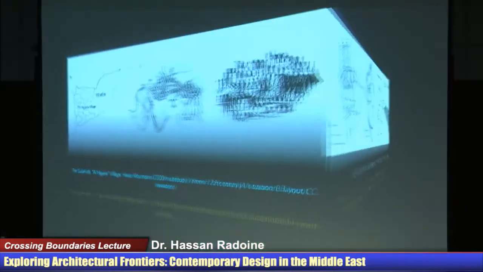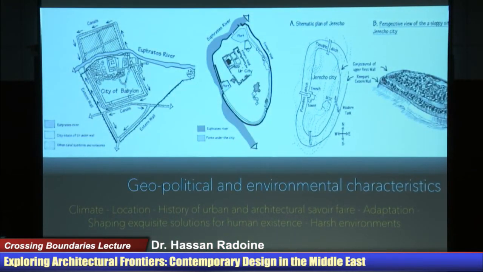And then of course, if we move quickly, I don't want to do the history here, the geopolitical and environmental characteristics of this region, from climate to the history of urban, of course, and architectural savoir-faire, and all these elements, they shaped indeed the different settlements. On the left, the Akkadians, we have the Babylon city, 3000 BC. In the middle, we have the city of Ur in Iraq, which is 4000 BC. And of course, Jericho, 9600 BC in the West Bank.